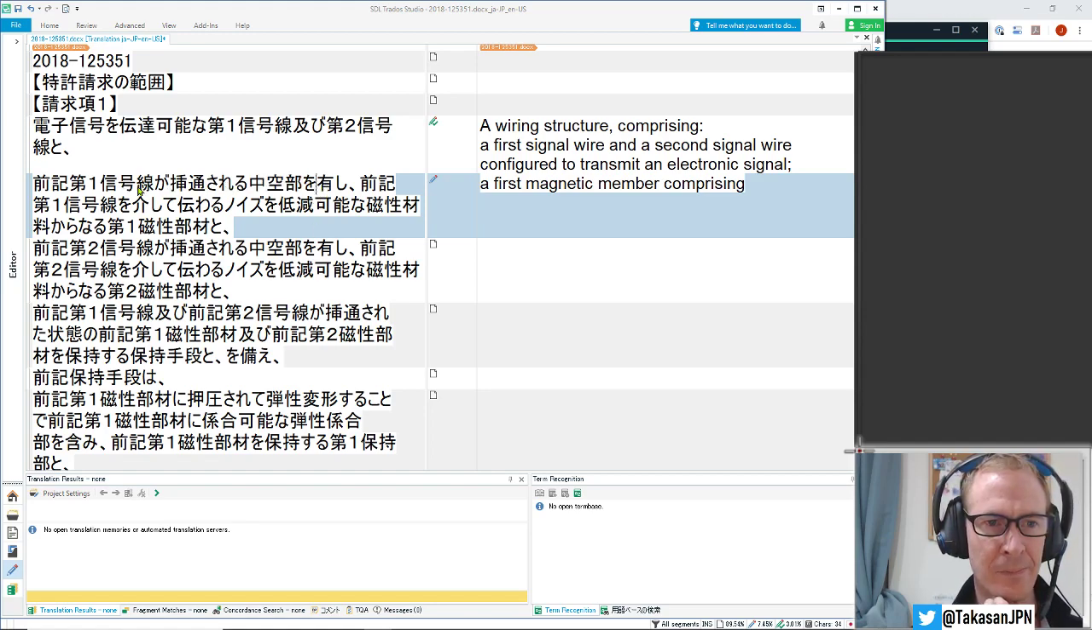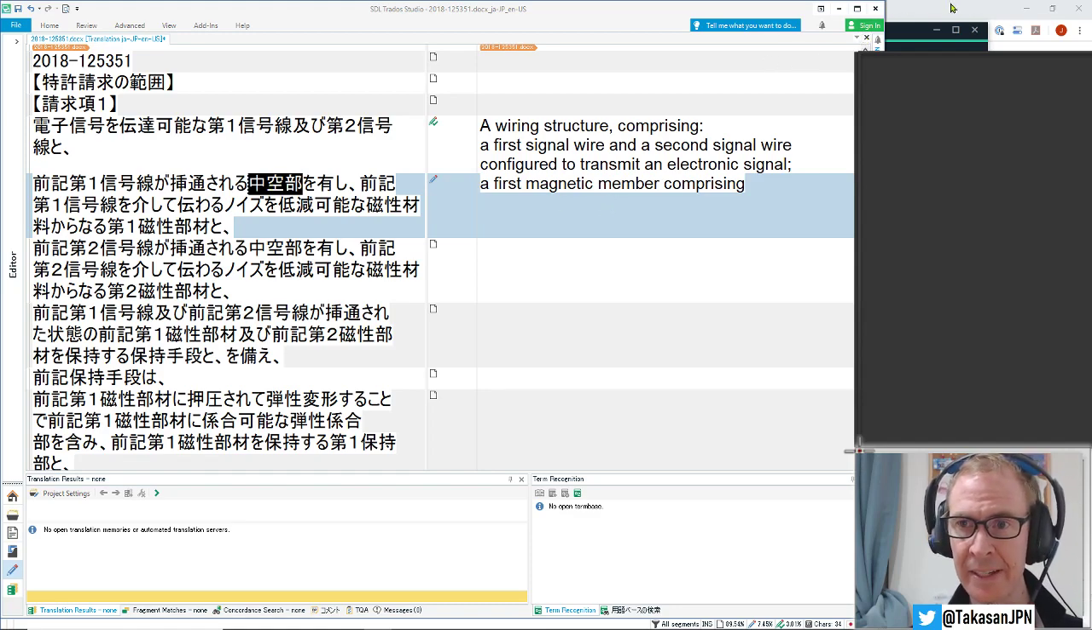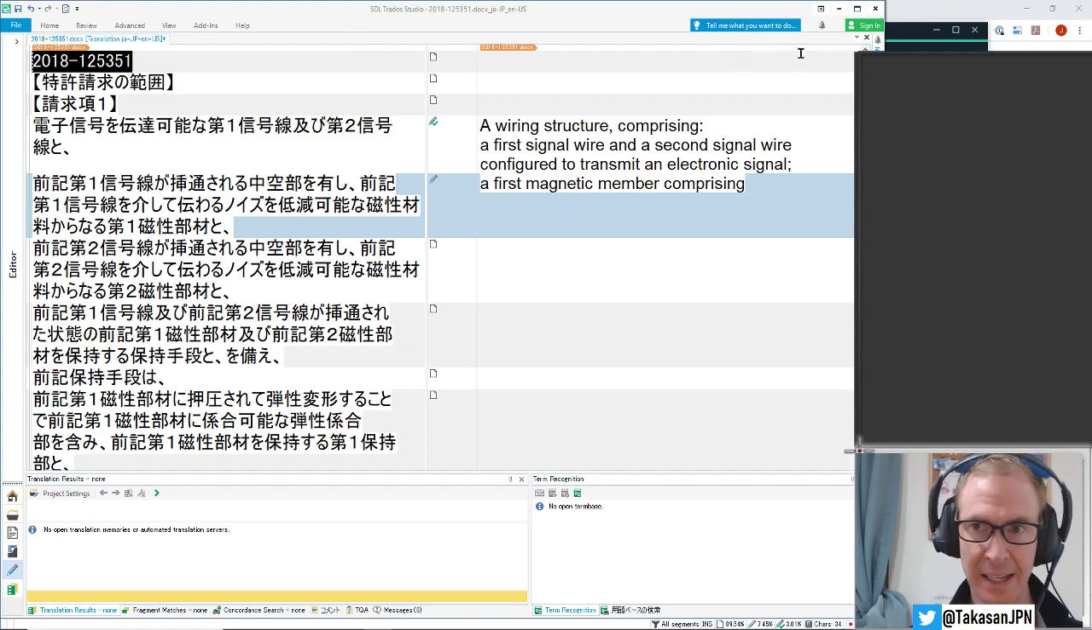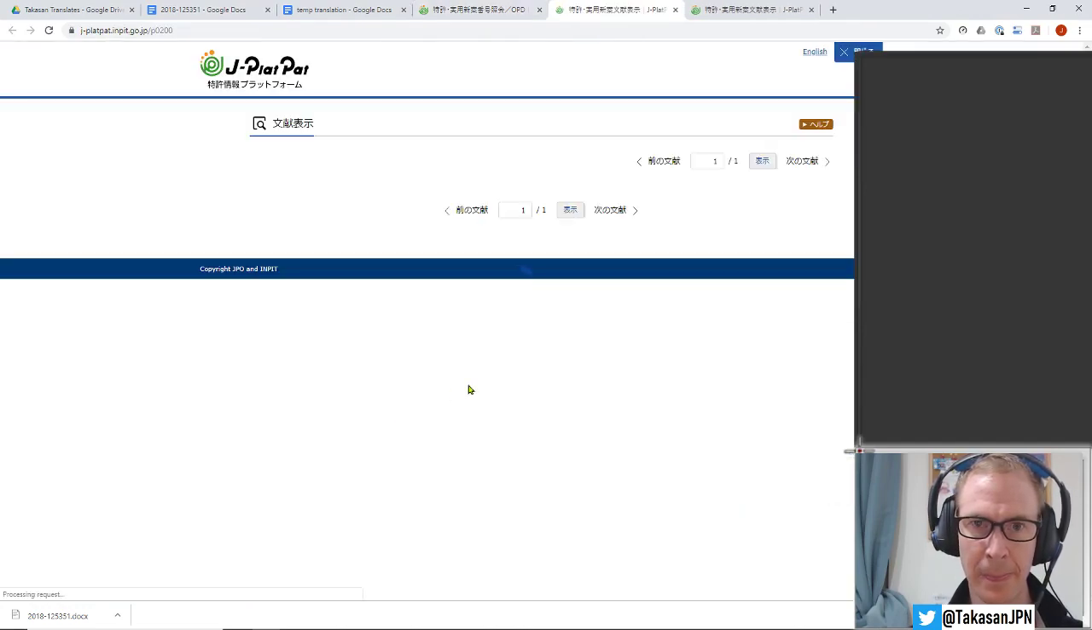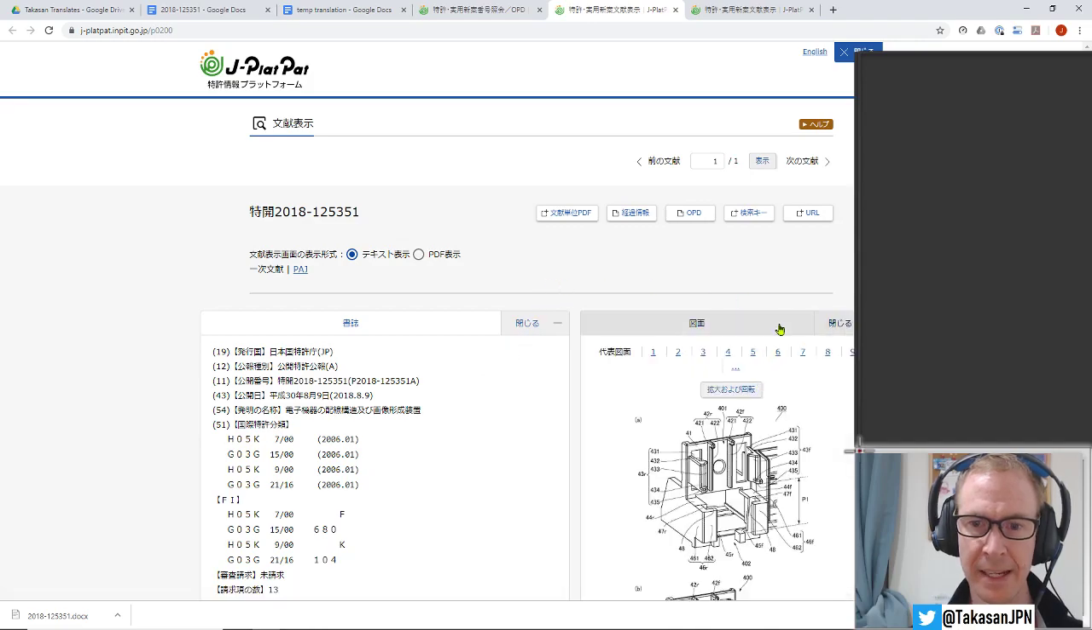Okay, so this wire is inserted in this hollow portion. We'll see if we can bring up the claim quick. Maybe just shoot over to the website and see if we can find it here. Is this the one? Yeah, this is the one.